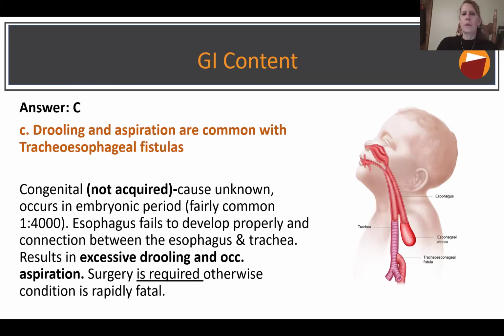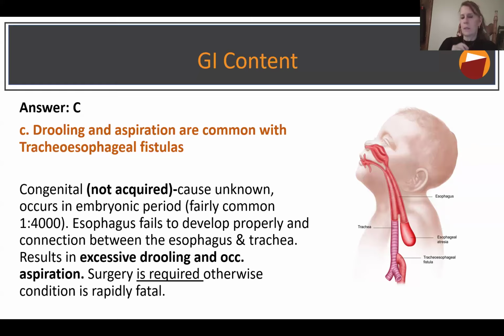So this is a condition that's congenital. So they're going to hopefully quickly evaluate and diagnose this at birth. Causes unknown. It's fairly common. It's when the esophagus fails to develop properly, and there's a connection between the esophagus and the trachea. And so aspiration is a huge issue. They can have excessive drooling and the aspiration. Surgery is required.